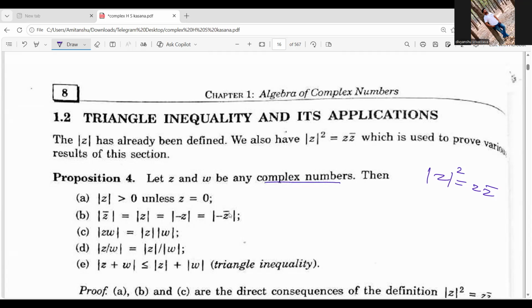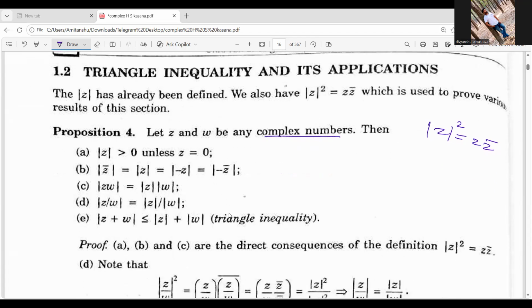Then modulus Z is greater than 0 unless Z is equal to 0. B section: modulus Z conjugate gives you modulus Z. And C section: modulus of Z omega is equal to modulus Z times modulus W. And D section: modulus of Z upon W. This section: modulus of Z plus W is less than or equal to modulus Z plus modulus W. This is your triangular inequality.